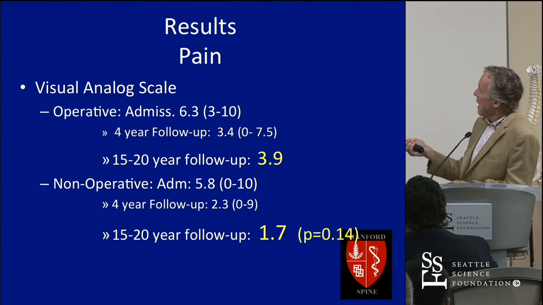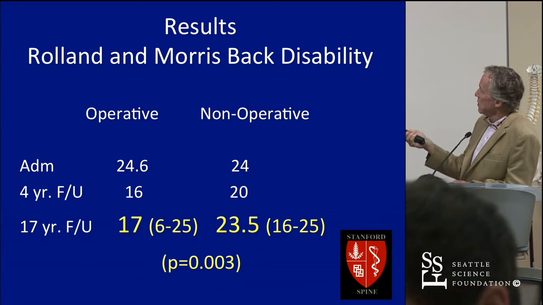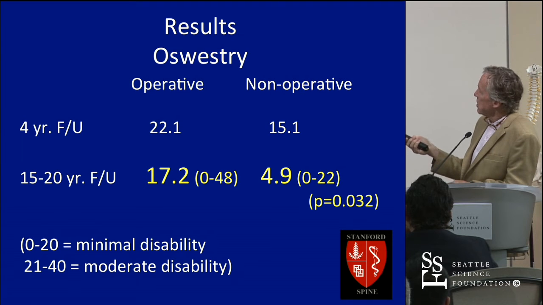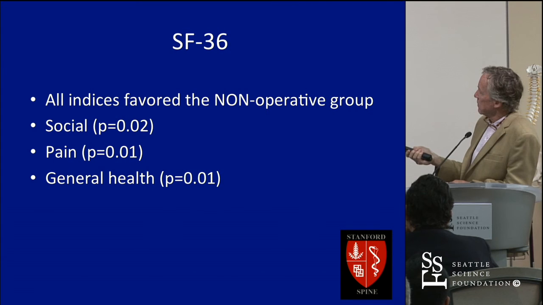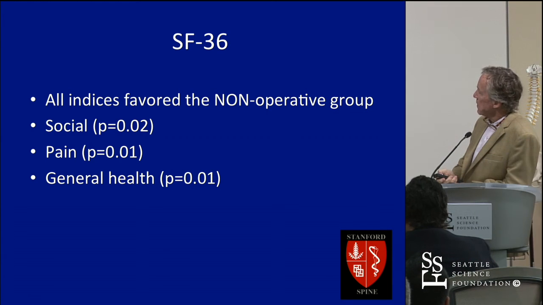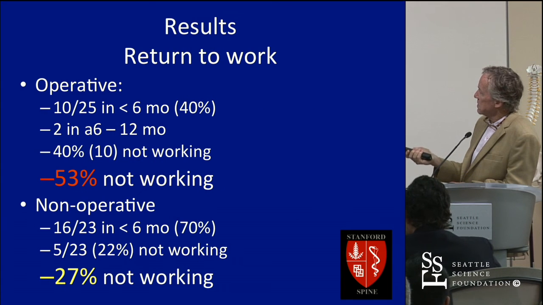And what we saw at long-term follow-up is those patients who were treated non-operatively were much more comfortable on the visual analog pain scale. They were much more capable on the Roland Morris back disability score. You see normal being close to 24. And the Oswestry scores showed very little in the way of disability of the patients who were treated non-operatively, of course. And finally, the SF-36, all indices favored the non-operative groups, with especially social pain and general health reaching statistical significance.